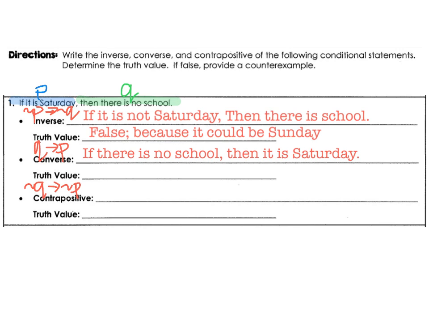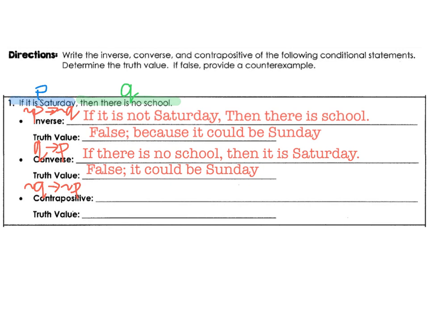We think about it. All right, then we ask ourselves, what about Sunday? If there is no school, there's no school on Sunday, then it is Saturday. Well, no, it could be Sunday. All right, so the truth value of this is false, because it could be Sunday.